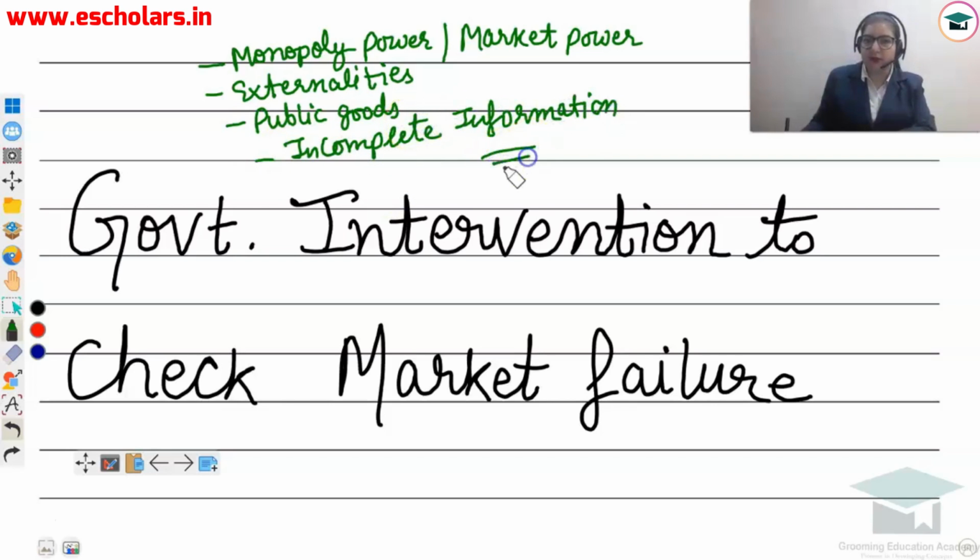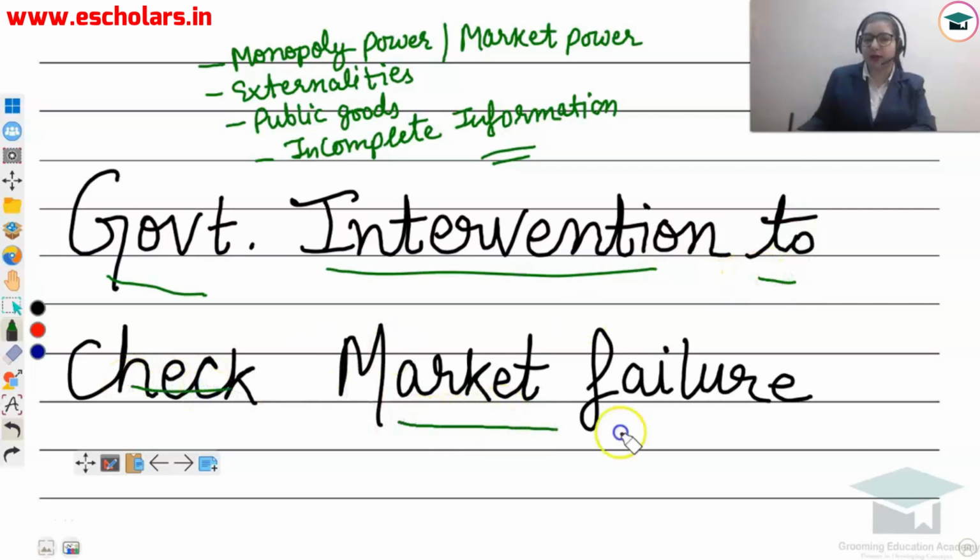Now students, we will see how the government intervenes, or you can say how the government interferes, in order to check the market failure, or in order to control the market failure. Okay, so let's have a look.